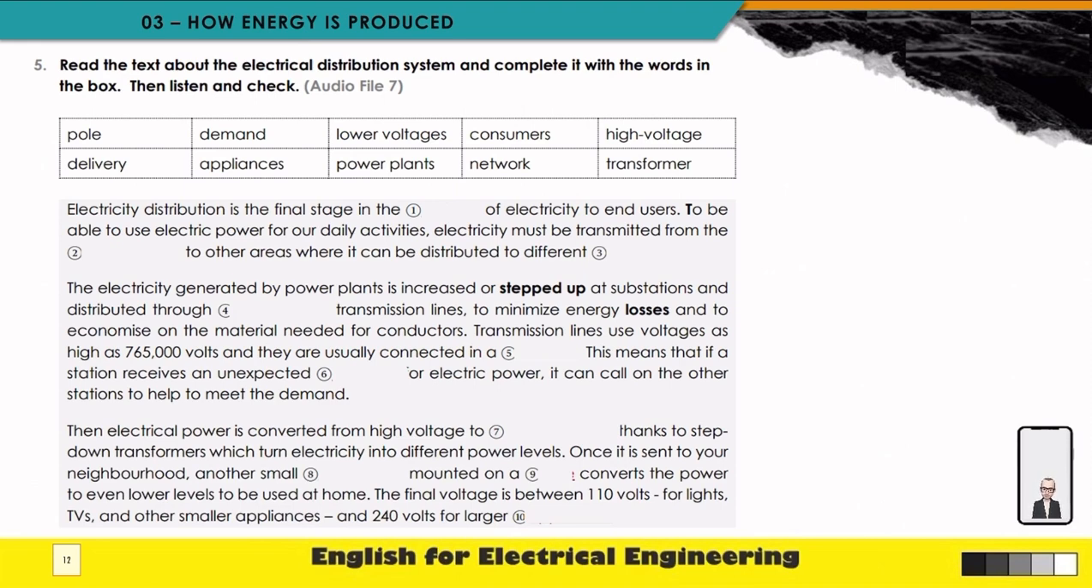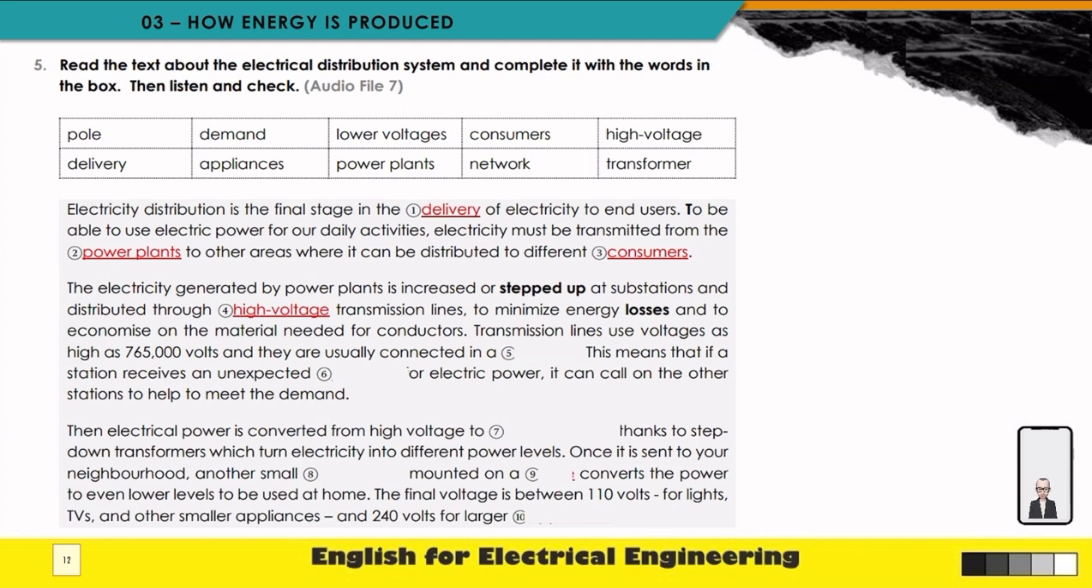and we will check. So electricity distribution is the final stage in the delivery of electricity to end users. To be able to use electric power for our daily activities, electricity must be transmitted from the power plants to other areas where it can be distributed to different consumers. The electricity generated by power plants is increased or stepped up at substations and distributed through high voltage transmission lines to minimize energy losses and to economize on the material need for conductors.